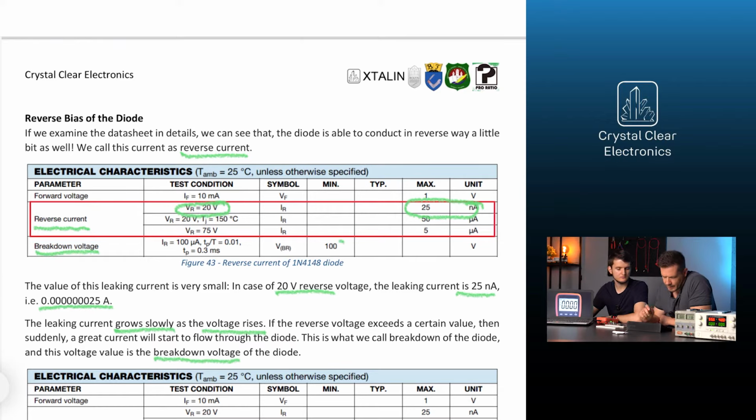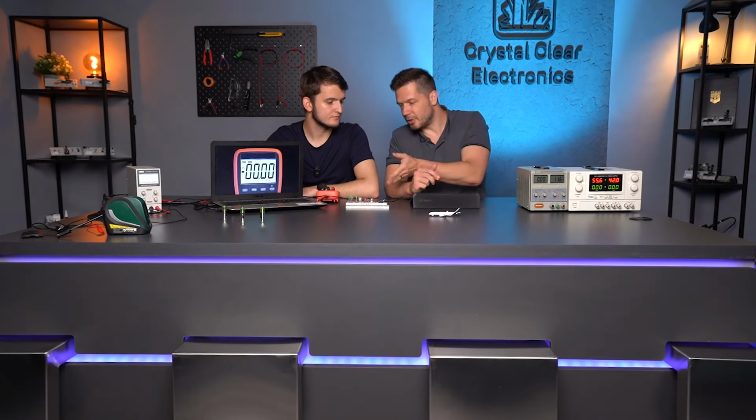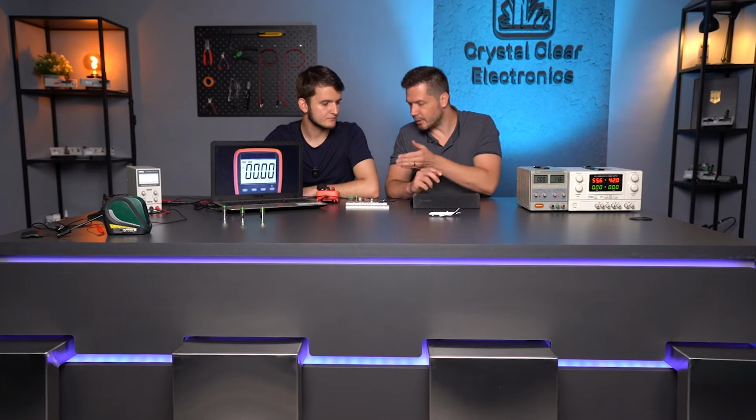The breakdown voltage of the 1N4148 diode is at least 100 volts, which is significantly bigger than its forward voltage. And we have exploited this feature here in the power supply. We connected a total of 12 volts in the reverse direction, so the diode took the job smoothly and closed.